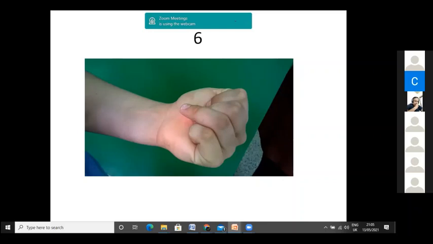Metacarpophalangeal joint and interphalangeal joints. Very good. But how will you check FDP? We will stabilize the proximal interphalangeal joint by extending it, and we will ask the patient to flex the DIP, distal interphalangeal joint. Okay, so that's clear.